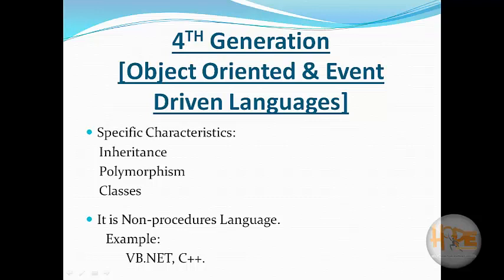It has specific characteristics like inheritance, polymorphism, classes, and so on. It is a non-procedural language. Examples are VB.NET and C++.